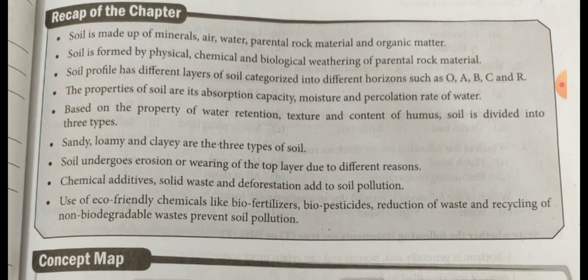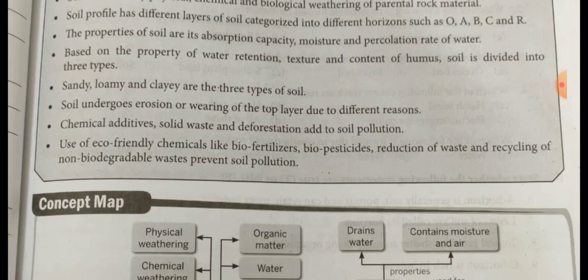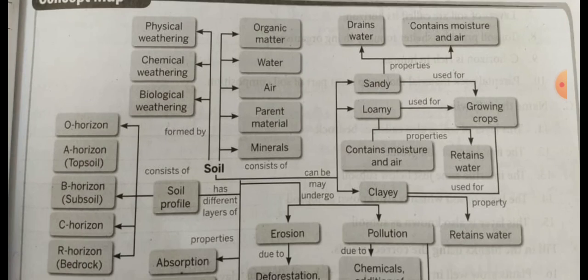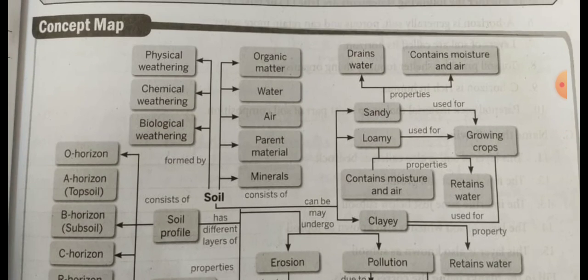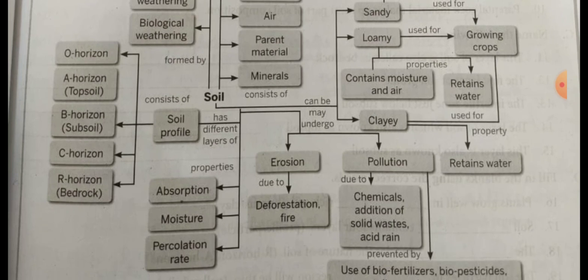Okay, next. Soil undergoes erosion, or wearing of the top layer, due to different reasons: chemical additives, solid waste, deforestation and soil pollution. Okay, listen. Just to see the concept map. Soil profile has O horizon, A horizon, B horizon, C horizon and R horizon. Okay, A horizon, topsoil. Already we learned this topic, soil profile. B horizon, subsoil. C horizon, R horizon, bedrock.